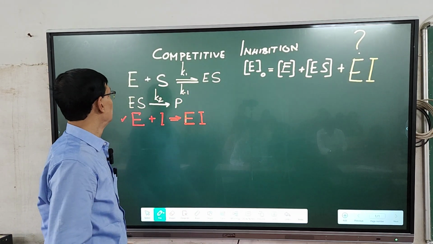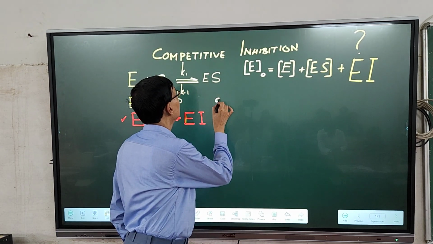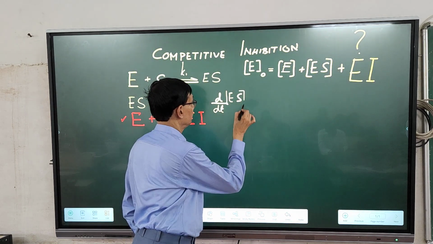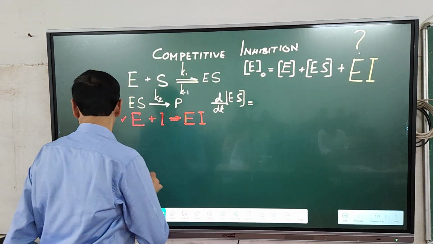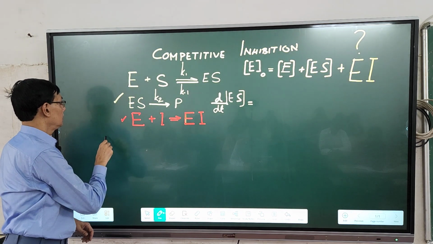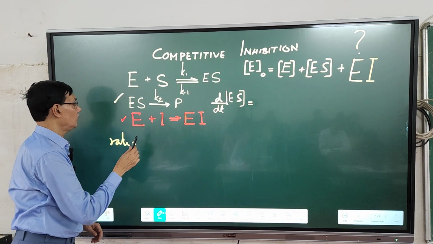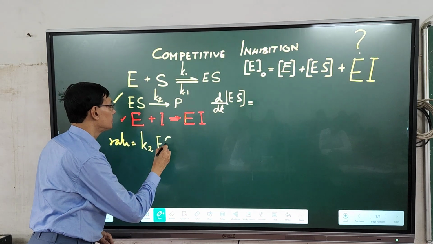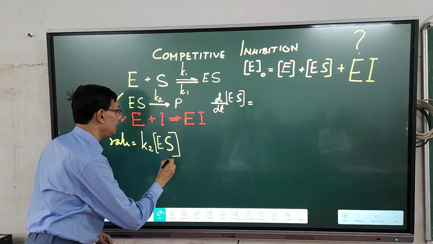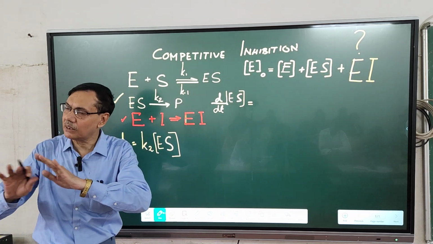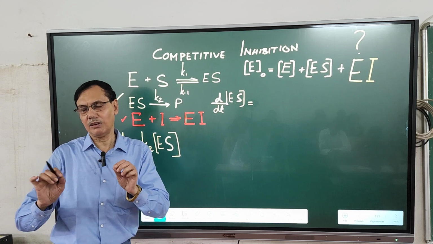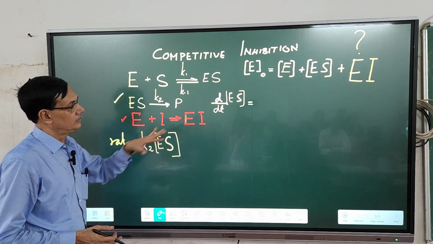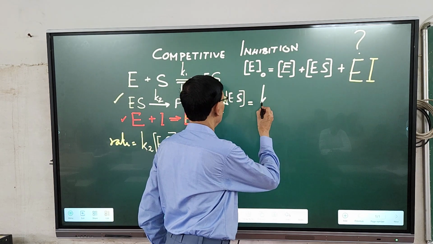Number two, just like the normal case, we apply the steady state approximation. But before that, you can write that because this is the slow step, the rate is equal to K2 times ES. Not at all difficult, but if you understand our first Michaelis-Menten kinetics, it is exactly similar. Practice makes a man perfect, so you have to do it regularly, so you can write any type of thing.